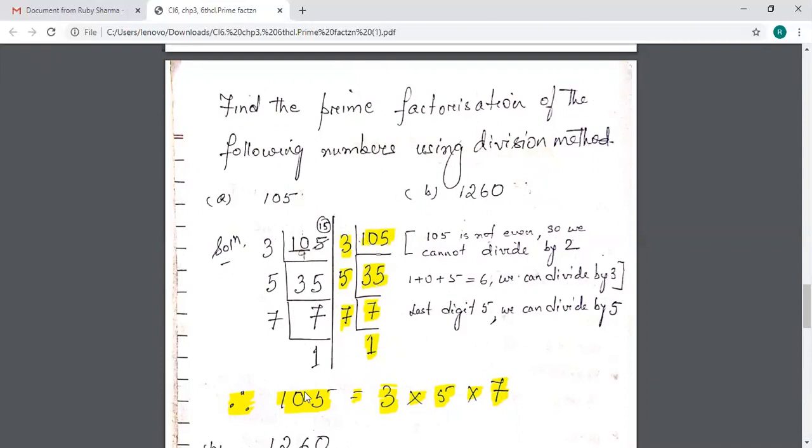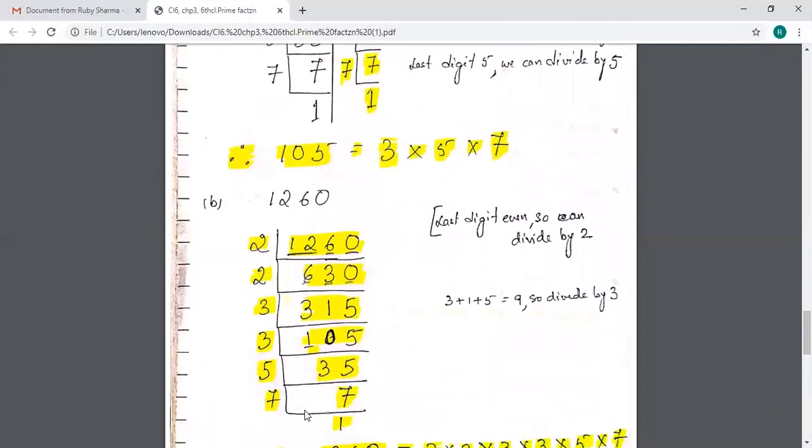Okay. And finally, how do you express 105 as a product of prime factors? 3 into 5 into 7. So this will give you 105. When you multiply 3 into 5 into 7, you get 105. Next is 1260.